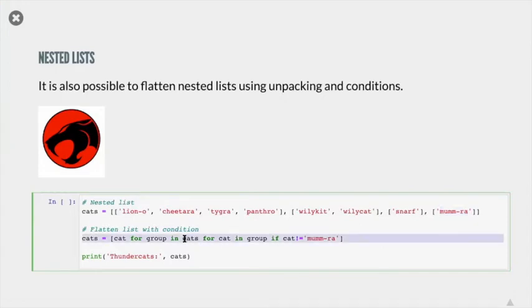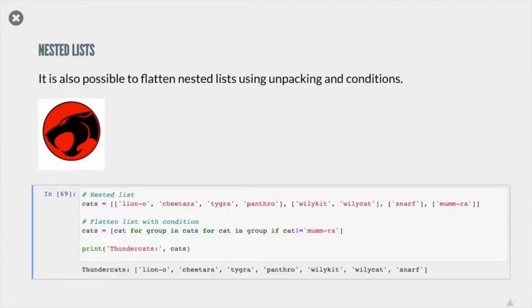So what am I going to do? All right, first I'm going to iterate over the main list. So I'm going to make an iterator called groups, which is going to be my sublist inside the bigger list, cats. Then I'm going to do another loop for each element in each subgroup called cat. And then I'm going to check to see if cat is not equal to Mumra and give back cat. And I end up with a nice flattened list without that one object. Okay? Nice, simple, and clean.